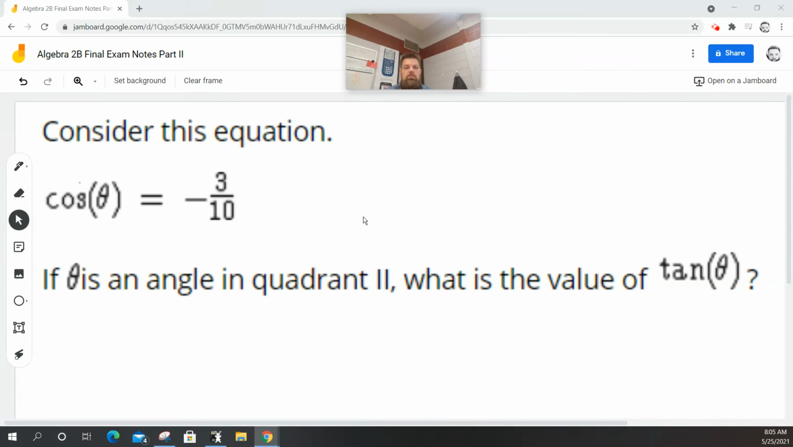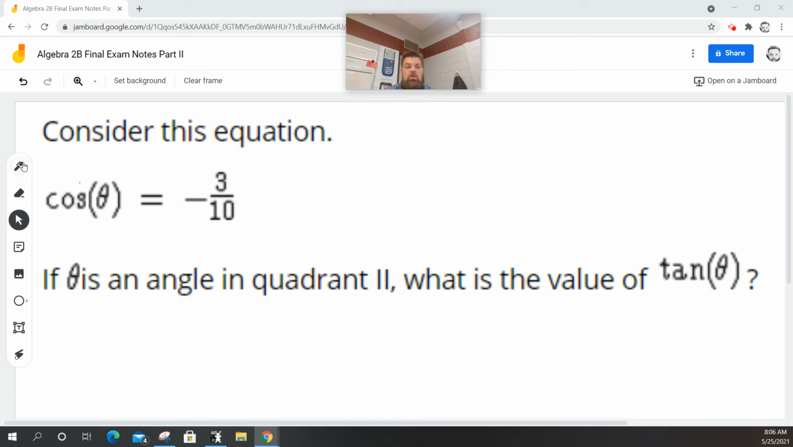All right, so this one says consider the equation cosine of theta is equal to negative 3 over 10. If theta is an angle in quadrant 2, what's the value of tangent of theta?